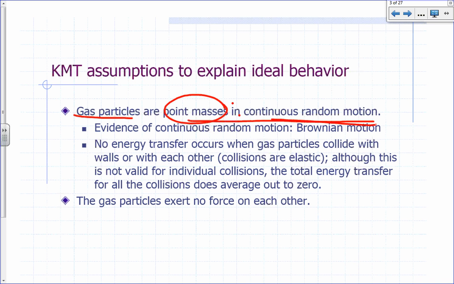Continuous random motion: the experimental basis for that assumption is the phenomenon known as Brownian motion. Brownian motion refers to movement of small particles that we can actually see through a microscope that appears to be random. The explanation for why this motion is random is that these particles are constantly being bombarded by molecules that we can't see.